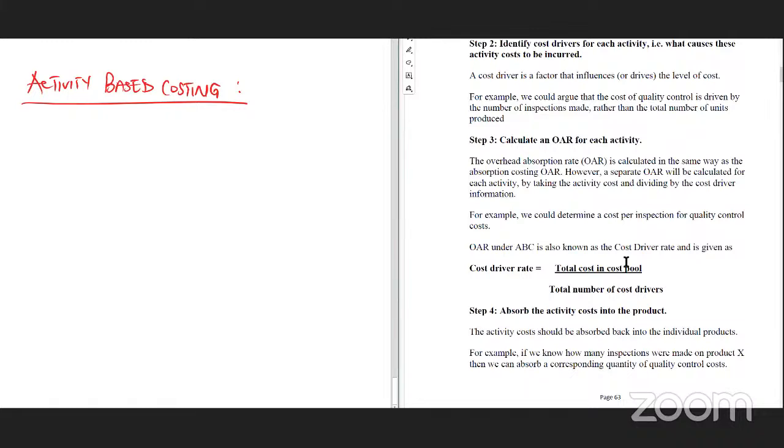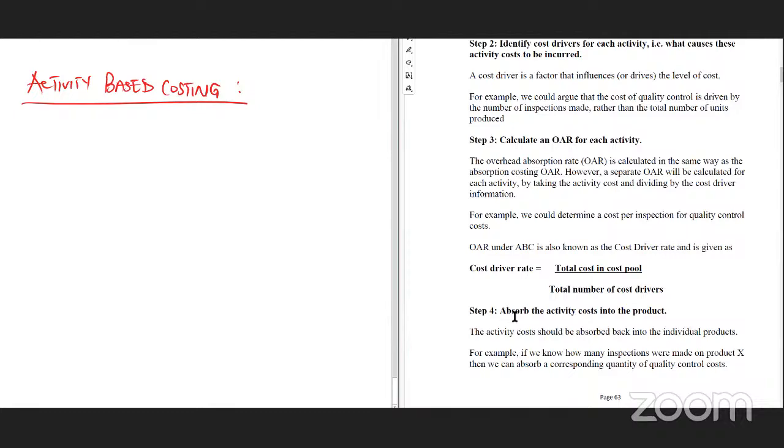Do you get it? So the overhead absorption rate in ABC is calculated in the same way as the one we did, right? However, a separate OAR will be calculated for each activity by taking the activity cost and dividing by the cost driver information. So for example, we could determine a cost per inspection for quality control cost. So OAR under ABC is known as the cost driver rate and is given as the total cost in the cost pool over the total number of activity drivers or cost drivers.